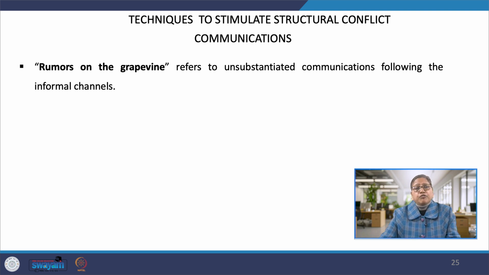This kind of message through an informal channel is a loosely knit and ill structured network, which is called rumors or the grapevine, and refers to the unsubstantiated communication flowing from the informal channels. By careful selection of the messages to be distributed through the grapevine or through informal channels, and the individuals who carry them, the manager can increase the amount of conflict.